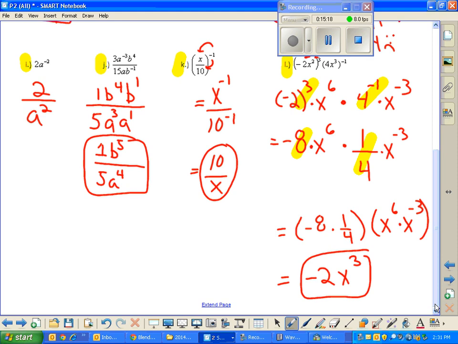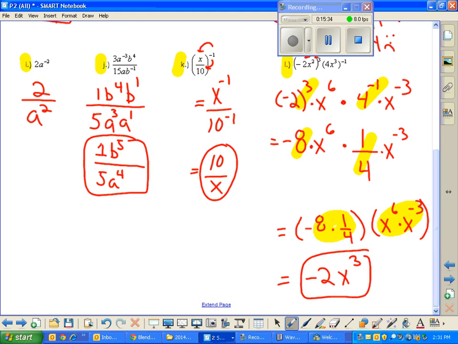I then went ahead and I used that associative property of multiplication to rearrange stuff. So I put my numbers together, and then I put my letters together, and that made the problem a lot easier to work with. 1/4 of 8 is 2, so 1/4 of -8 is -2. And then x to the 6 times x to the -3rd, you're allowed to add those exponents together, so you get x cubed.